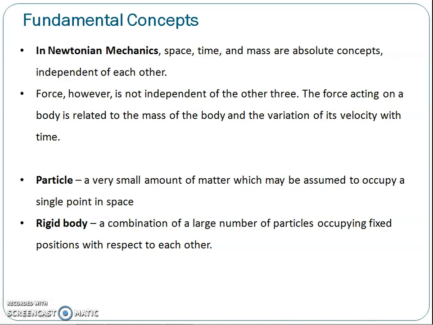In dynamics, we deal with two types of bodies. First, a particle is a very small amount of matter which may be assumed to occupy a single point in space, whereas a rigid body is a combination of a large number of particles occupying fixed positions with respect to each other. In particles, there is no rotation involved. In rigid bodies, we assume there is rotation involved.